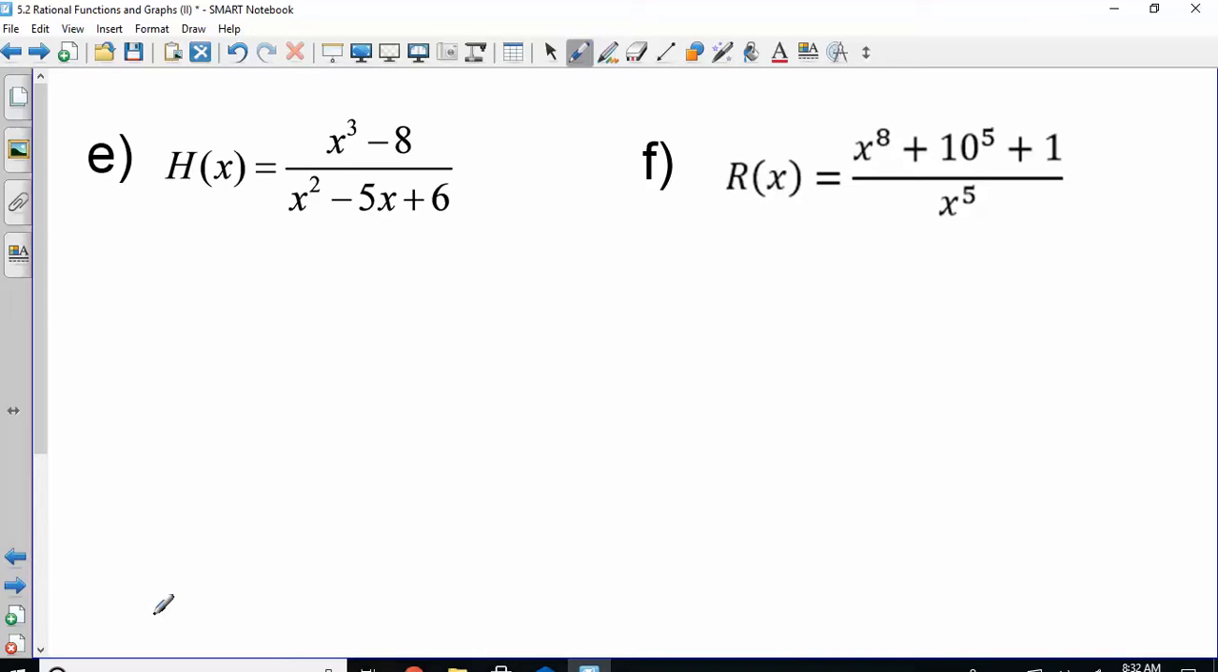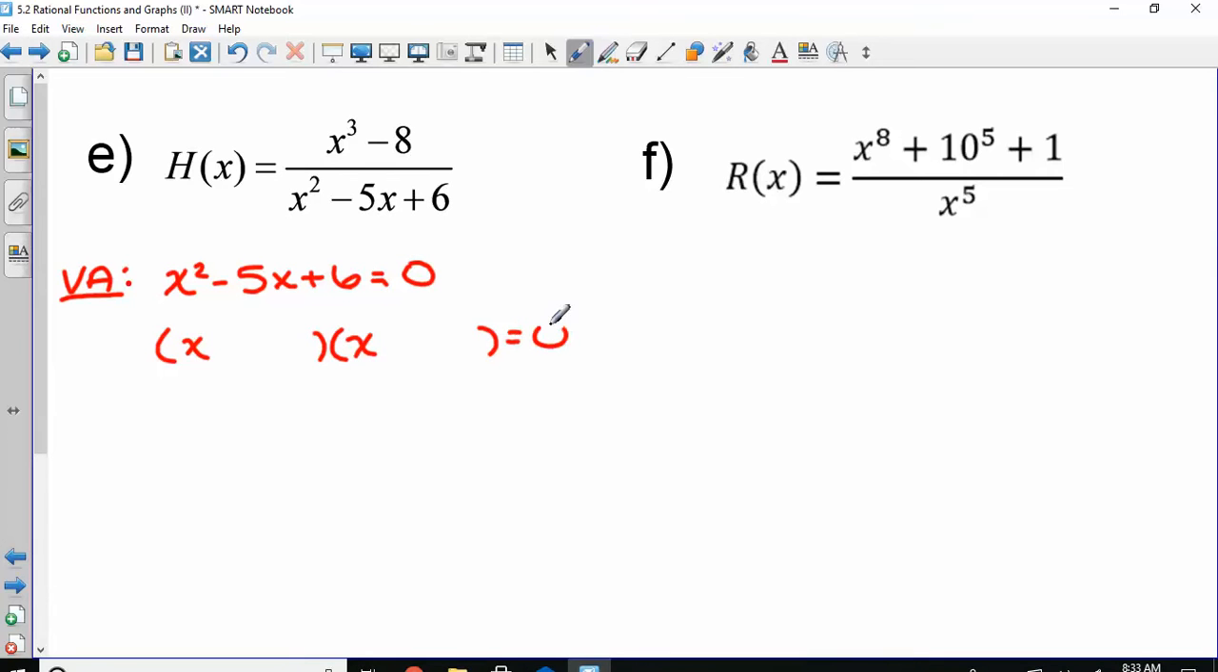Okay. Vertical asymptote. Set the denominator equal to 0. What do I need to do there? Box. Multiply to 6, add to negative 5. So my vertical asymptotes are x equals positive 3 and positive 2.